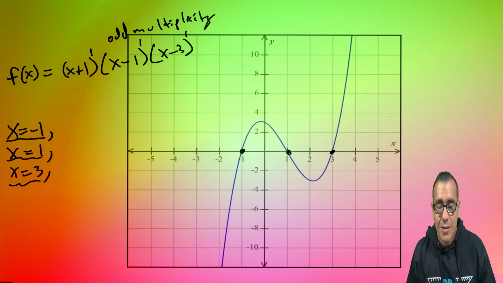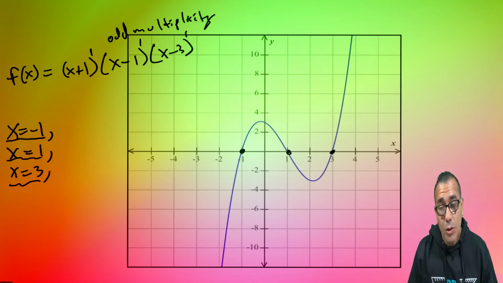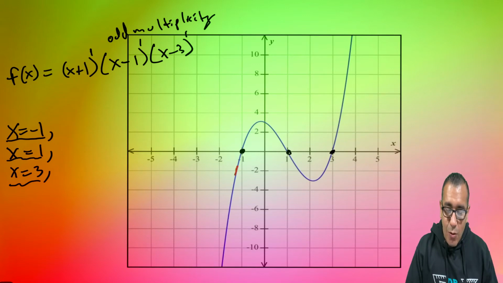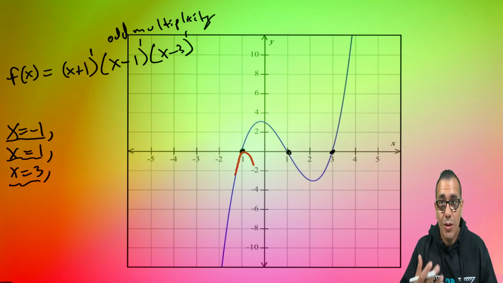What does that tell us? Well, as I'm graphing this, I know that my function is going to go through that point. It's not going to bounce back down. If it had an even multiplicity, we would see our graph going here, and all of a sudden it would touch the x-axis and then bounce back down. That's what an even multiplicity would do.